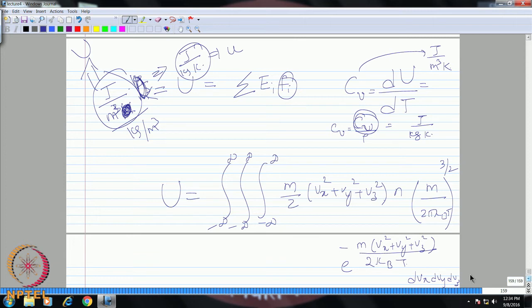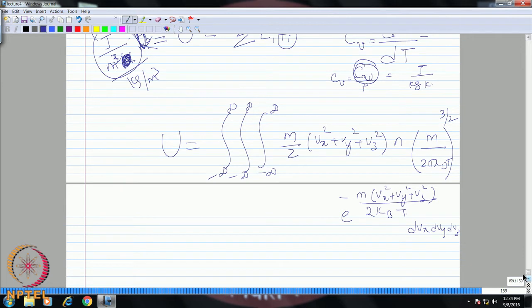Is that okay? Once you know your distribution function, you can directly calculate your internal energy like this. If you evaluate this integral, I will only give you the final result for this case. This should come out to be 3 by 2 times n times kB T.